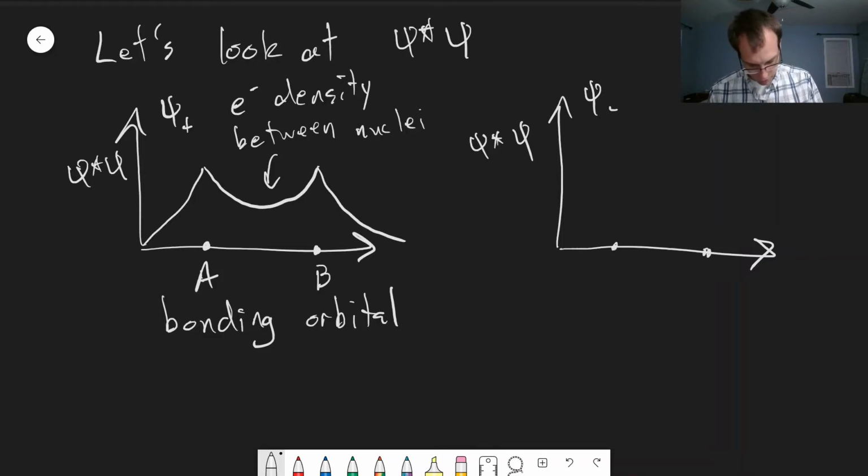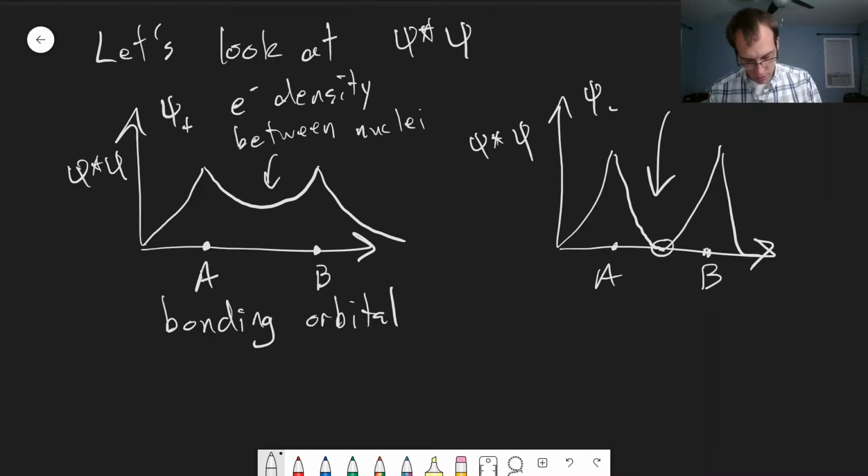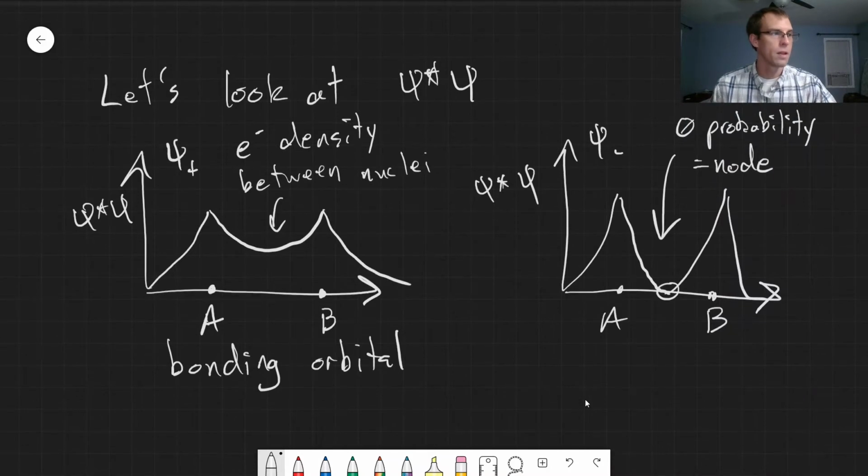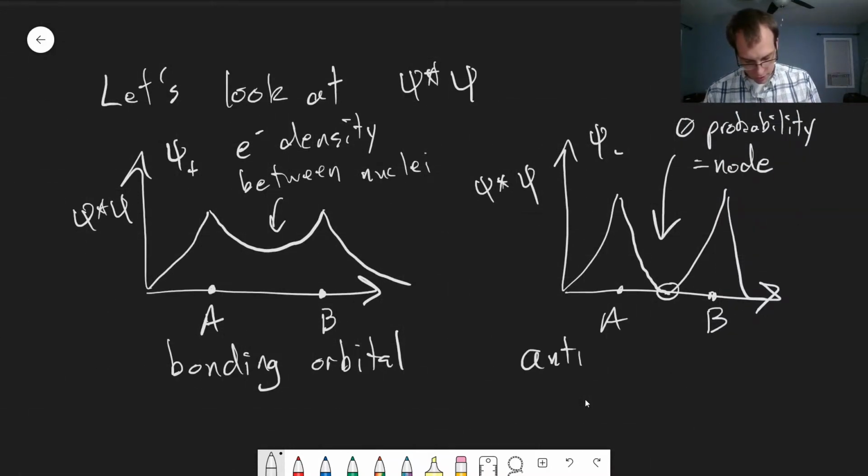And we'll have our two nuclei represented by these dots here. And so we'll see a sharp increase here. But the difference we'll see here is this comes down and forms a node. Right, so we have a region between where there's zero probability, and there's a node between our nuclei. Let me just move this so you can see that. And this type of orbital is what we know as an antibonding orbital.